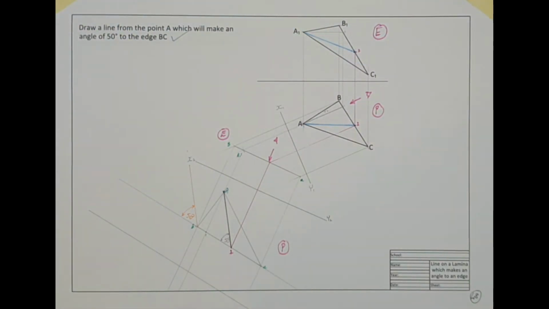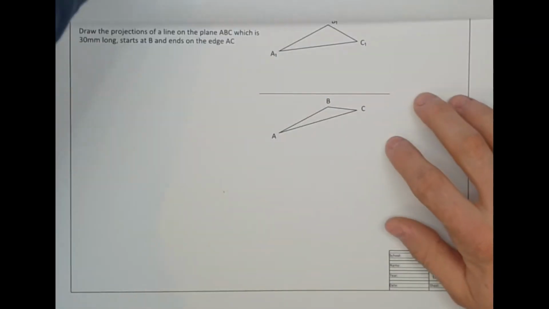So I've definitely satisfied the question now, but I had it already done here. So that's drawing the projections of the line, which is a true angle of 50 degrees to the edge BC. Next page.